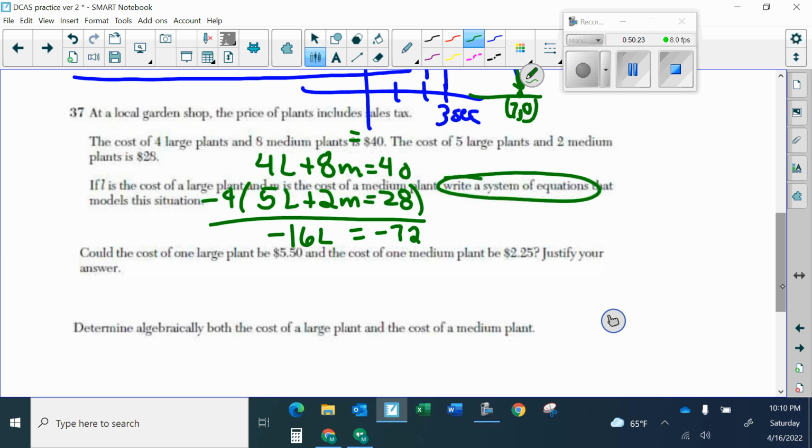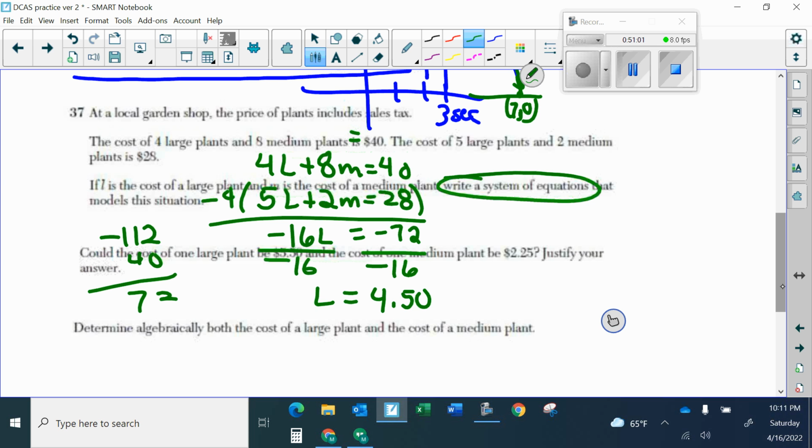72 and 40, 112, yeah. -112 and 40. 72 and -72. -20 plus 4 is -16. Oh, could the cost of one large plant be $5.50? So that's actually 4.50 for a large plant. You get $4.50 for a large plant. So could the cost of one large plant be 5.50? No, it can't. Large plant's 4.50 when we solve that.